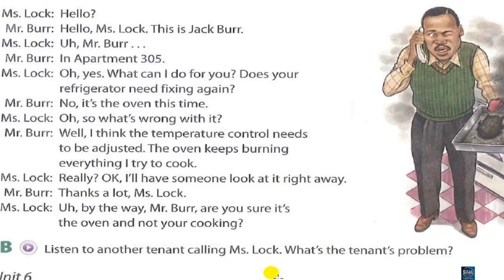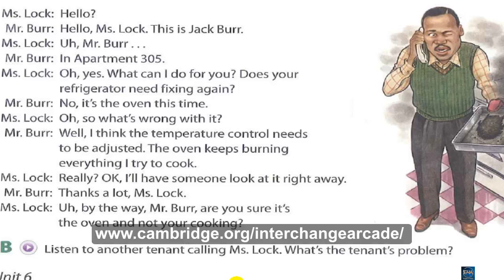That's the end of unit number 6, part 1. Homework number 1, study by heart and keep the words by heart. Number 2, listen and repeat. Number 3, go to www.cambridge.org/interchange or kid/ for exercises.